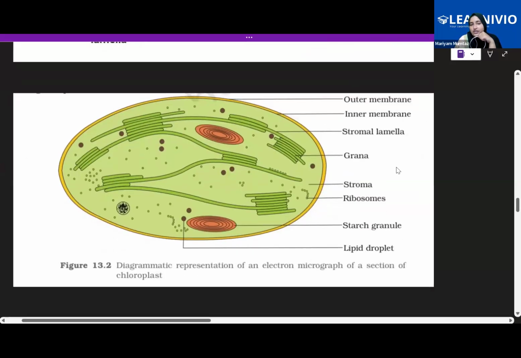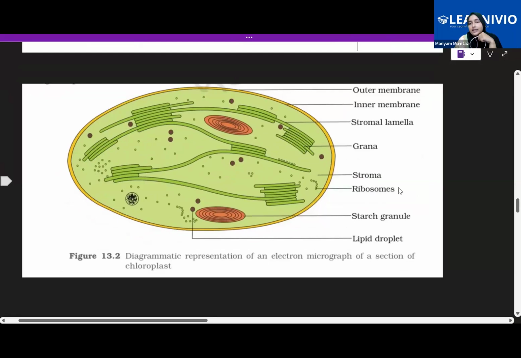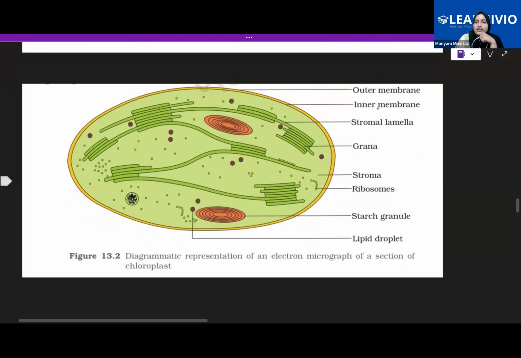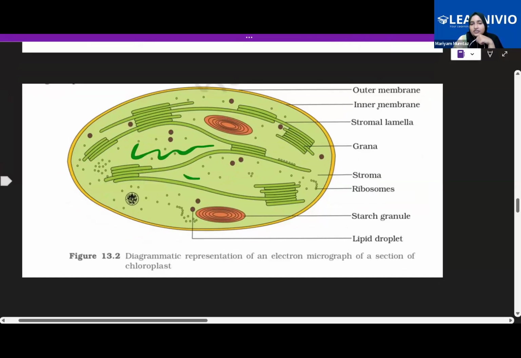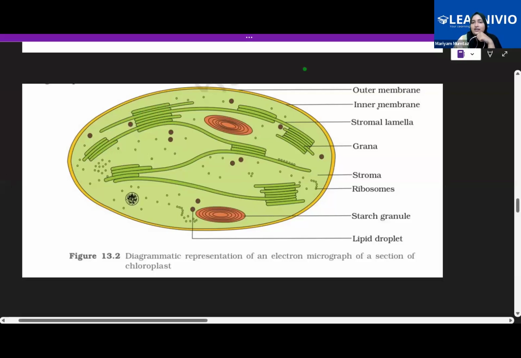In a simplified version from your NCERT, I've put this diagram. It is important because they can ask you to draw it. They can ask you to label it as well. So outer membrane, inner membrane, always, right? Then this light green structure throughout the cell is the stroma part. Then this flattened structure is the thylakoid, and the stack of thylakoids is your grana. Several grana are connected with the help of the stroma lamellae.